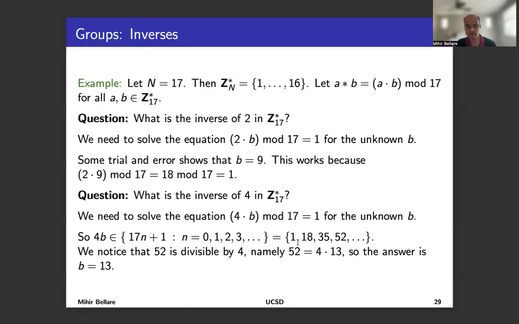Why is it helpful to compute these? Because now we can look purely at the integer equation, 4 times b, and it has to equal one of these. Whichever one it equals has to be divisible by 4. Otherwise, you can't have 4 times b equal it. And the first one that is, is 52. So since 52 is divisible by 4, and we can write it like this, then the answer is 13, because 4 times 13 is 52, and 52 mod 17 is 1. So if you have to compute some inverses, that's an approach you might try.